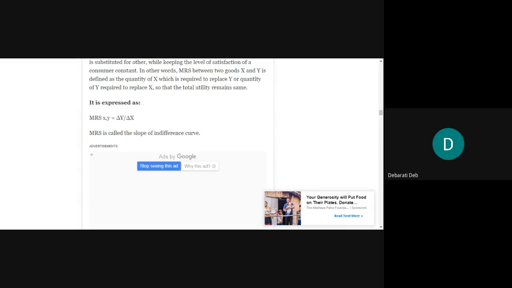The definition and formula are there, so it will be clearer when we discuss the formula. Also, when writing the definition, you will have to mention that the total utility should remain the same here. Keeping the total utility the same, we will have to measure MRS, and it can be calculated both ways. It is the quantity of X which is required to replace Y, or the quantity of Y which is required in order to replace X.